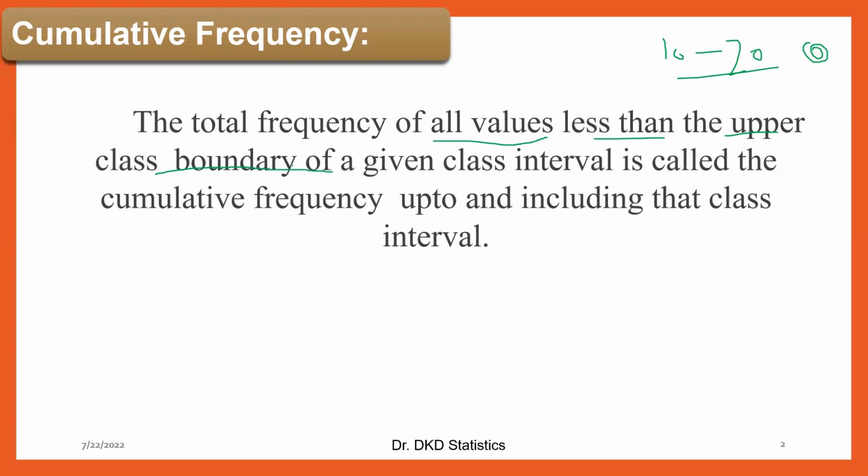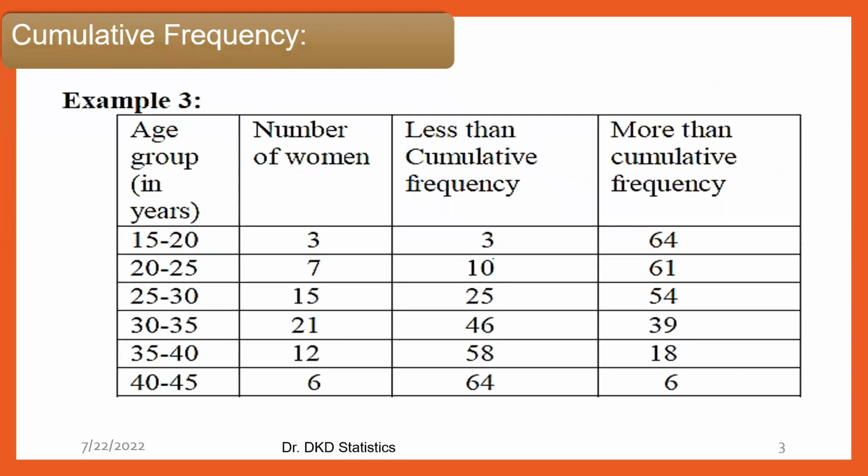The upper class boundary of a given class interval is called the cumulative frequency up to and including that class. It is important: including that class interval. This is called cumulative frequency. Now we have one example, and we'll have more clarity. Whatever we have discussed in this slide, we'll get all the points here in this example.